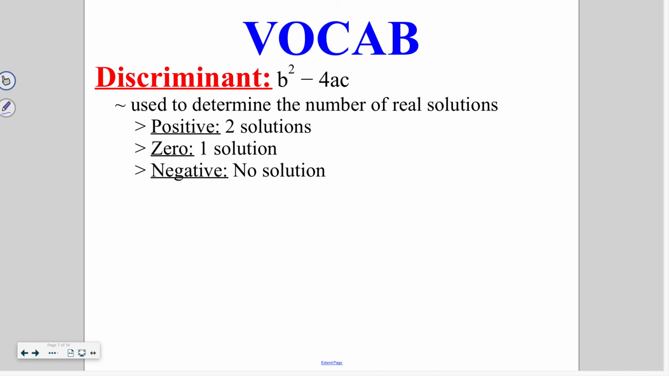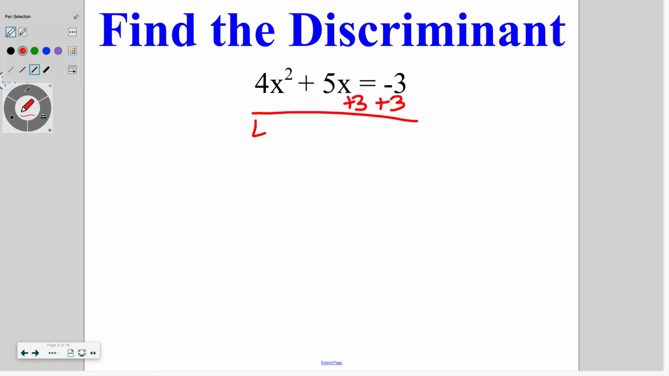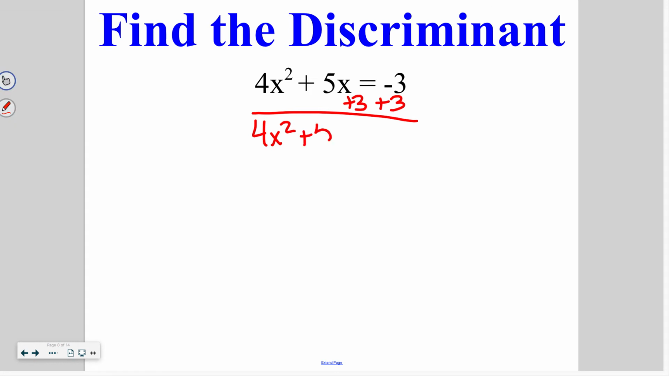If that square root value ends up being negative, that was the last case that we looked at, and there is no solution. So part of this is just being able to find the number of solutions instead of actually finding the answer. So I'm still going to have my equation in standard form. So adding 3 to both sides gives me 4x squared plus 5x plus 3.